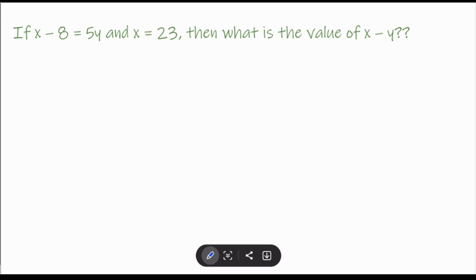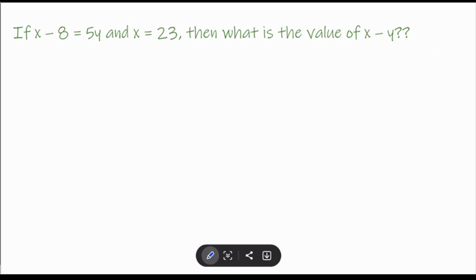Let's have this equation first. x minus 8 equals 5y, and we know that x is 23. So we're going to replace x with 23: 23 minus 8 equals 5y. 23 minus 8 is 15, and we're going to divide by 5 on both sides to cancel this, so that we only have y left on one side of the equal sign. 15 divided by 5 is 3.